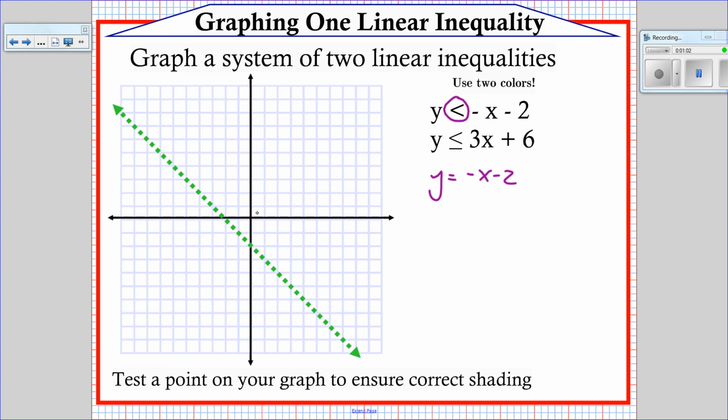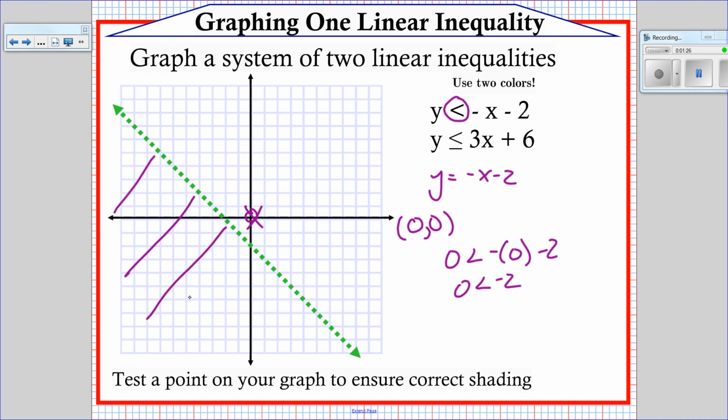Like before, we're going to test a point in the original inequality. We're going to use the point 0, 0, and see if it makes that inequality true. So I get 0 is less than negative 2. Now that's not true, so that means this point doesn't work. So we are going to shade the other side of that line. Just like we've done in previous videos, that is the top one taken care of.